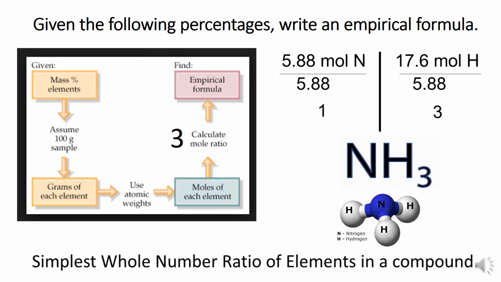And upon doing so, we get a ratio of 1 to 3. So our final formula here is going to be ammonia. It's depicted down below with the ball and stick model. And this allows us to write the simplest whole number ratio based on the percentages that we started with.